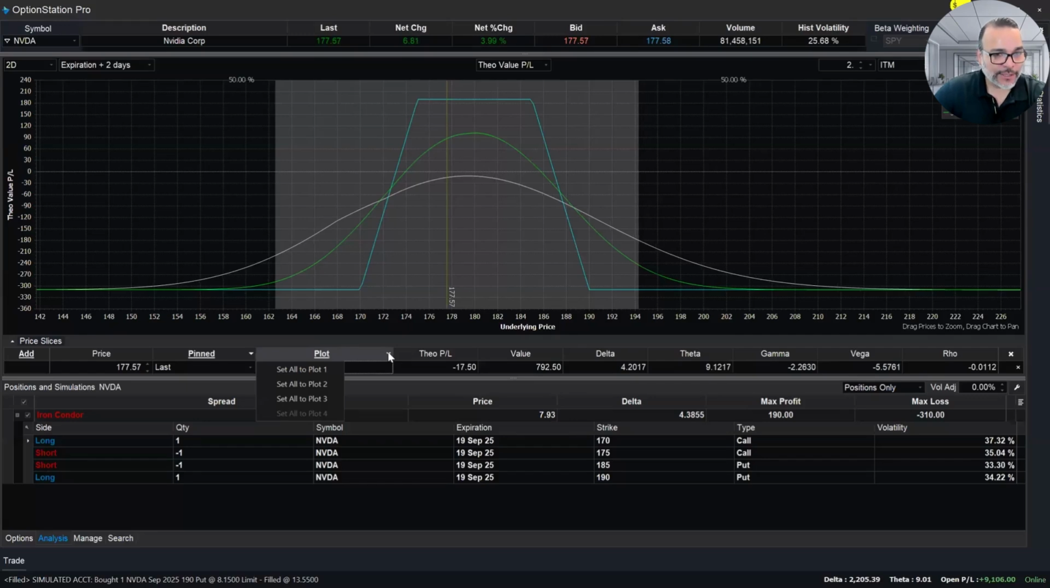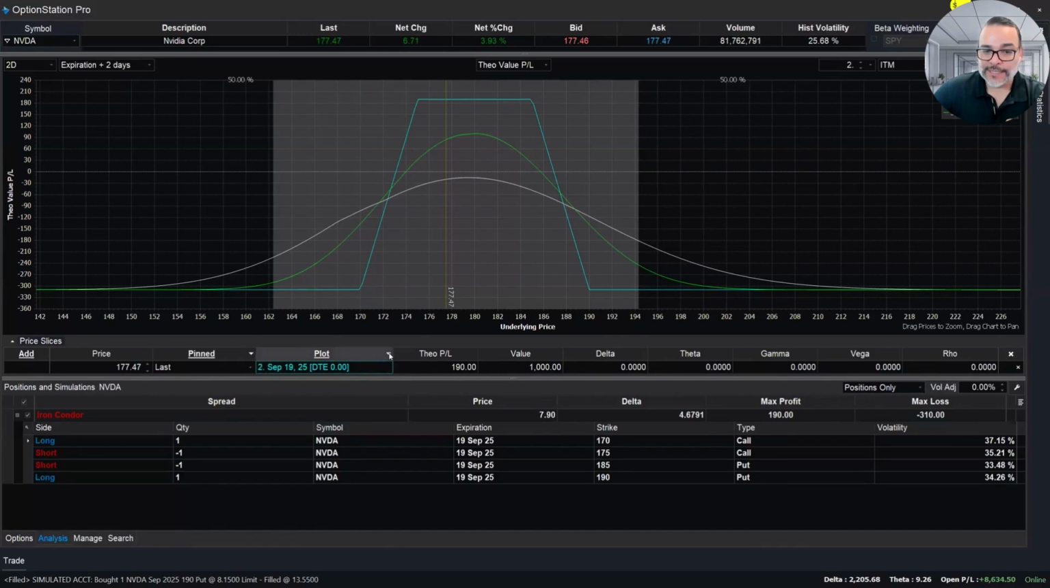You can see that the green line changes, but now I can change the plot. Notice that you have the ability to change the calculations on any of these lines. Right now it's set to the white line, which is plot number 1. If you set it to plot number 2, it'll do the expiration. This is at expiration. My theoretical value is 190, which is the maximum profit, all if NVIDIA stays at 177.48.